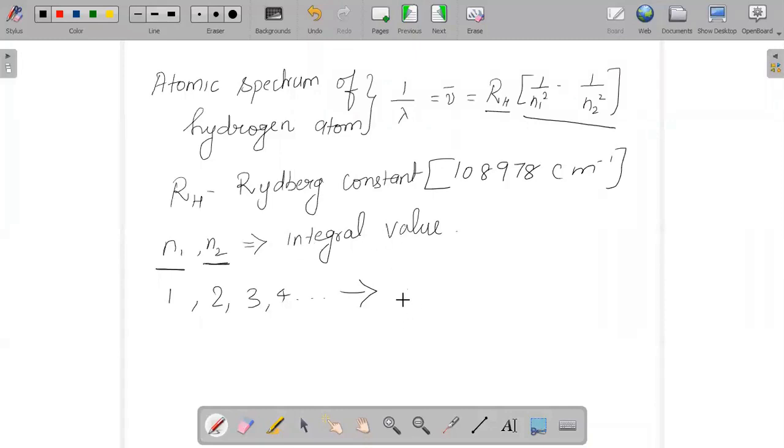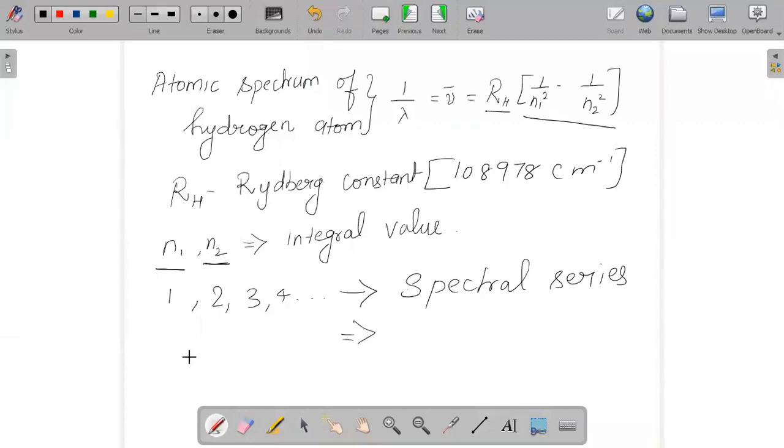And based on that, you should be able to calculate your spectral series. The important part is spectral series. You will have questions based on your Lyman series, Balmer series, Paschen series. So based on that, you calculate your spectral series.